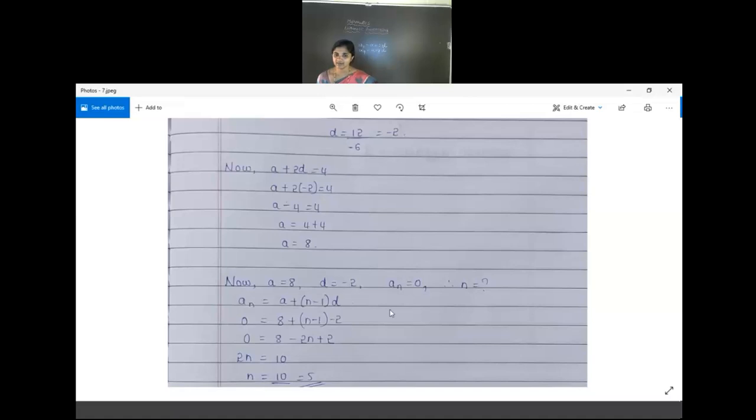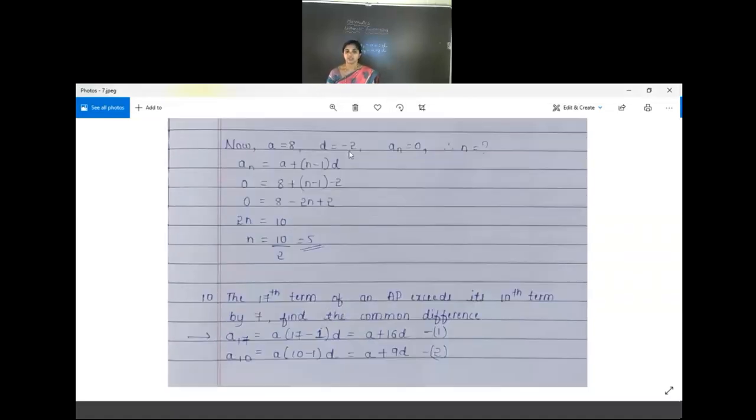Yes. Now, 10th question. The 17th term of an AP exceeds its 10th term by 7. Understand the question properly. The 17th term of an AP exceeds its 10th term, okay, by 7. Find the common difference.